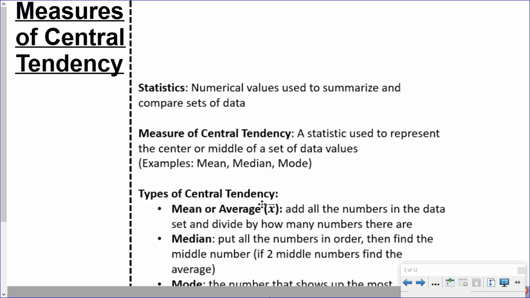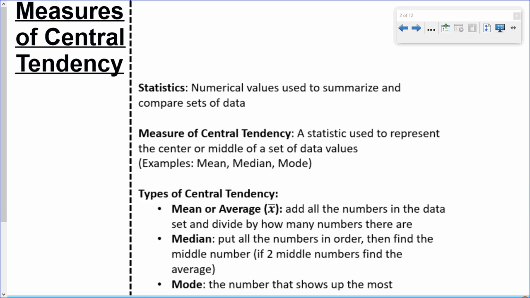Remember mean or average, or in your calculator, it had the X with the bar above it, is when you add all the numbers in the data and divide by how many numbers there are. Median, put all the numbers in order, then find the middle number. Remember, if there were two middle numbers, you find the average of those two. And then mode is the number that shows up the most. It has to show up at least twice. So if no numbers repeat, they're all different numbers, then there would be no mode. If there was more than one value that showed up the same amount of times as another and it was the most, then there could be more than one mode.